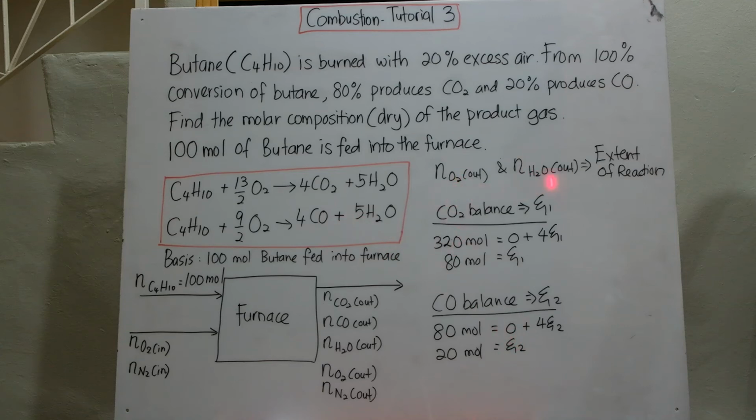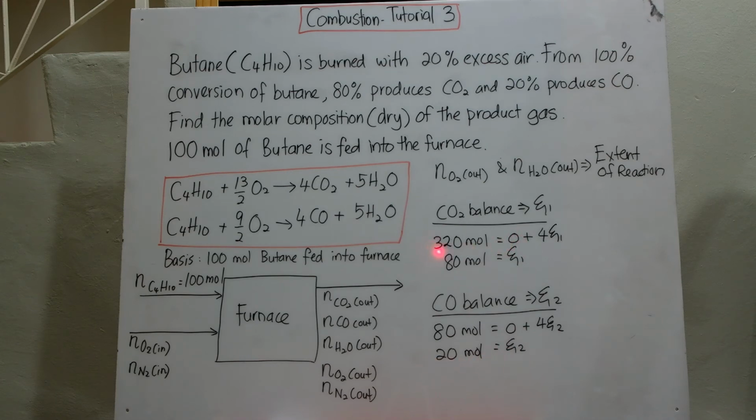Because both O2 and H2O are in equation 1 and equation 2, we also have to find extent of reaction 2. So we use CO balance, the easiest one to obtain extent of reaction 2. We know CO produced is 80 mole, equivalent to 0 in plus 4 times extent of reaction 2, then you get your extent of reaction 2 equivalent to 20 mole.